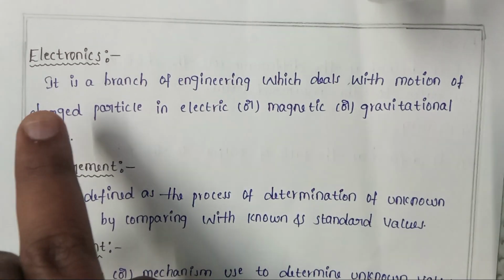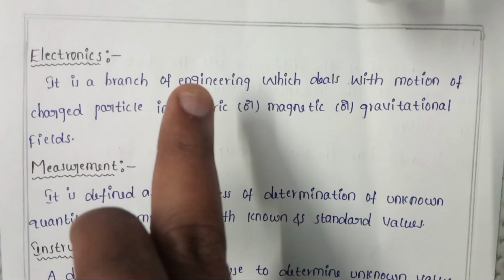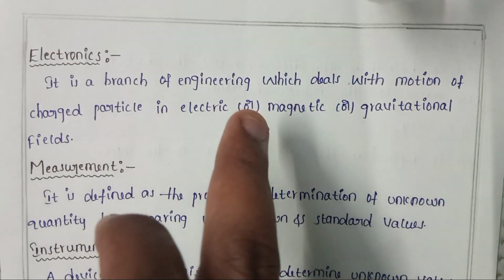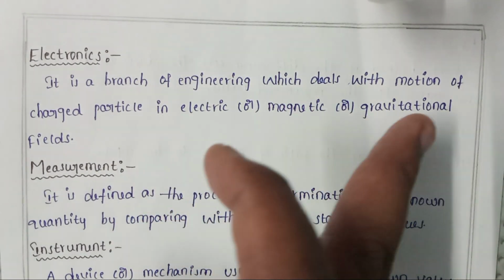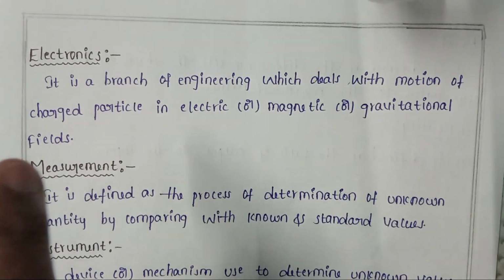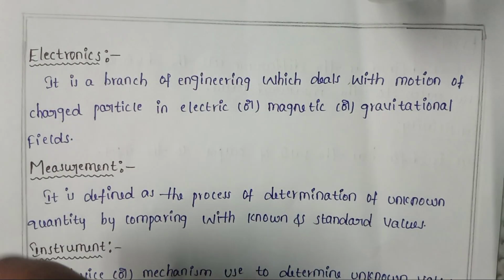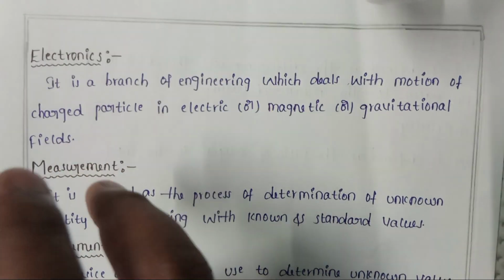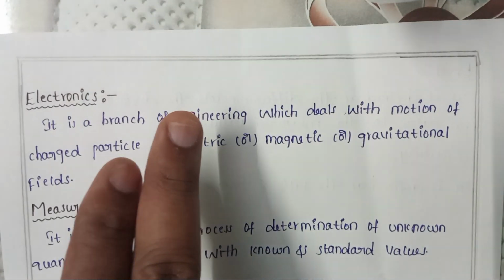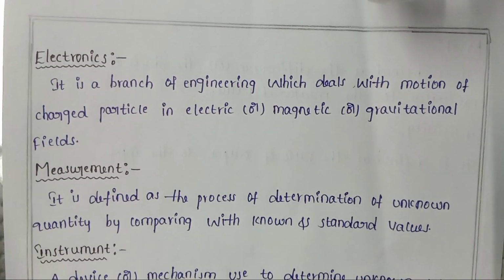The first definition you have to learn is electronics. Simply, it is a branch of engineering which deals with the motion of charged particles in electric, magnetic or gravitational fields. That means here we are discussing the motion of charged particles in different fields, that is, how the particle changes its path depending on the field. That we will discuss from the basic electronics point of view.